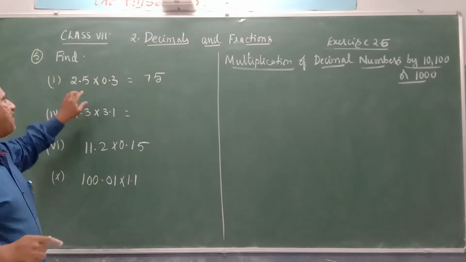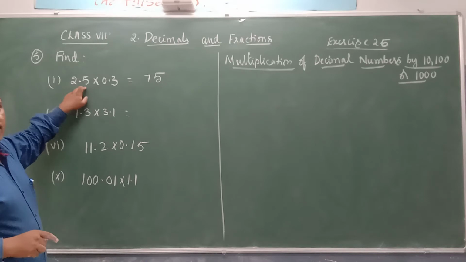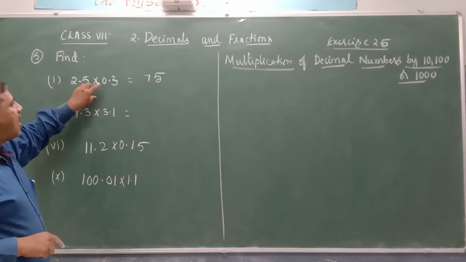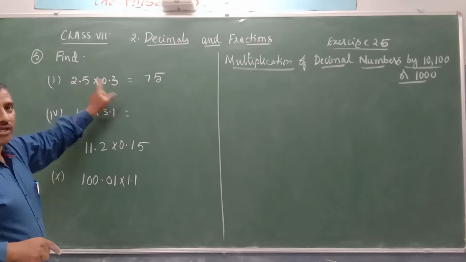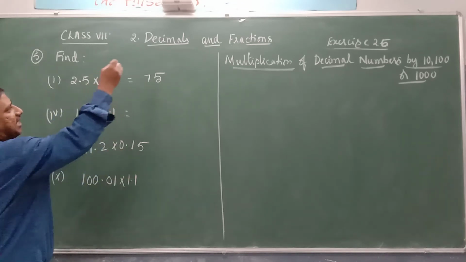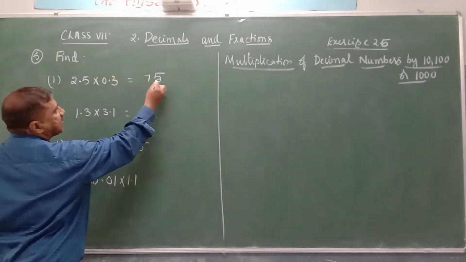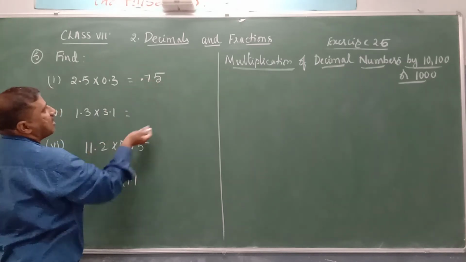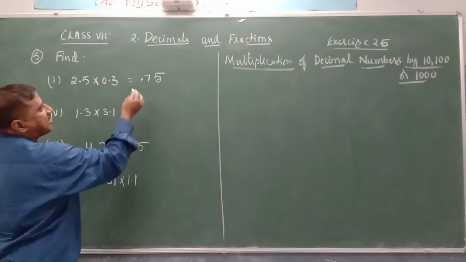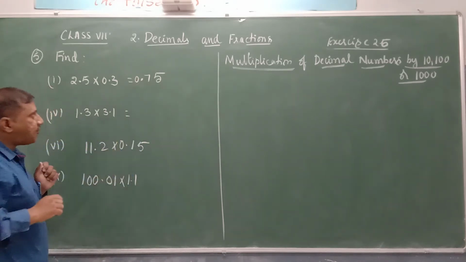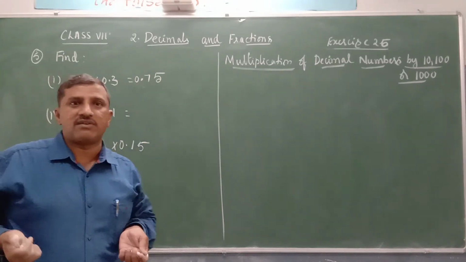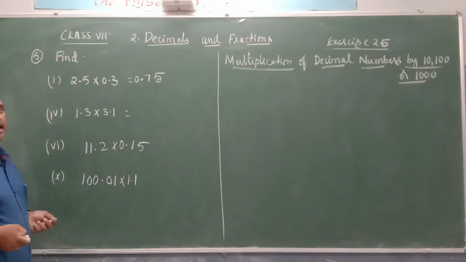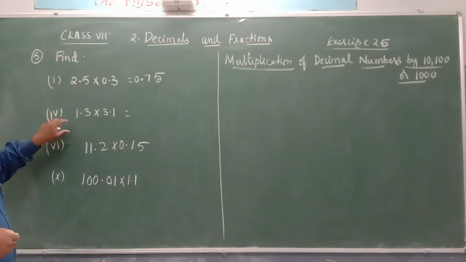Now count the number of digits after the decimal point in both the numbers. Here we have one digit 5 and here we have one digit 3. So total 2 digits are there. Keep the decimal point after 2 digits. 1, 2. So here you keep the decimal point. So the left side will not have any digits. Better keep 0. 0.75, or .75 also we can write. 0.75.